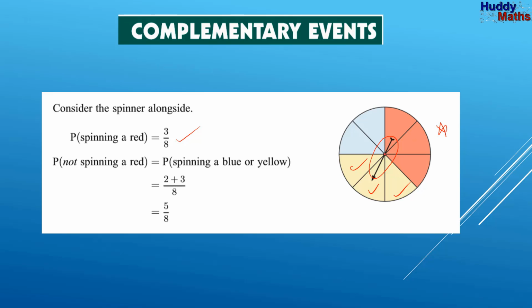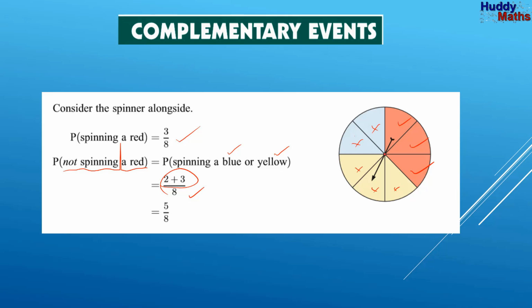So you might say, well, for not spinning a red, there are two ways of thinking about this. You could say, like the book has here, blue or yellow, and count them up. Spinning a red is 3 out of 8. Sorry, I've ticked the wrong one there. Blue or yellow, you could add up these others and find you get a total of 5 out of 8.